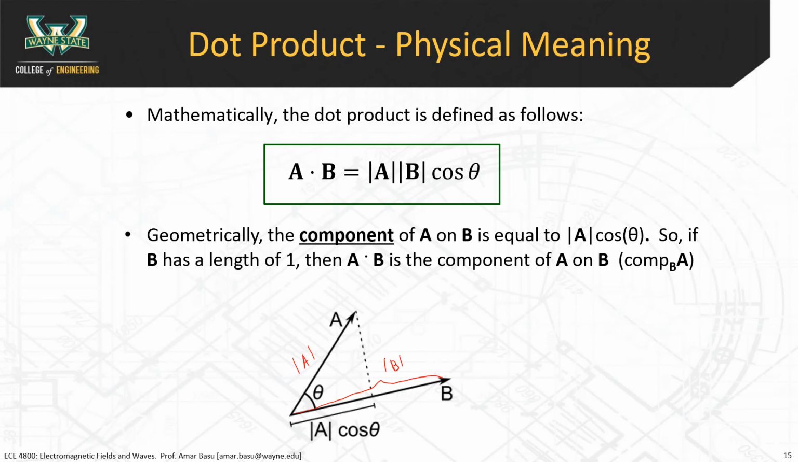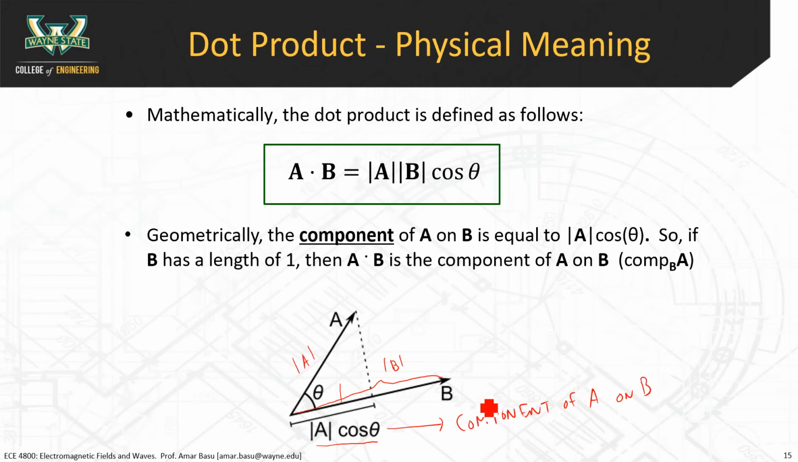And what you can see here, this portion here is A times cosine of theta. Remember the cosine of theta would be equal to this quantity over the hypotenuse. So this leg of the triangle is equal to magnitude of A times the cosine of theta. So this is the component of A on B.